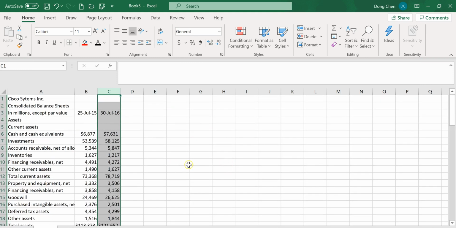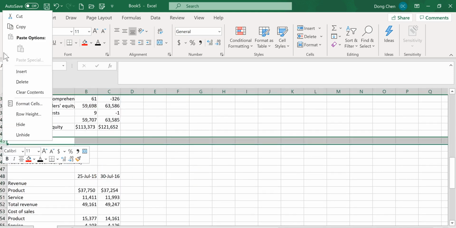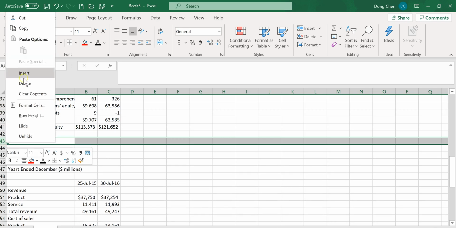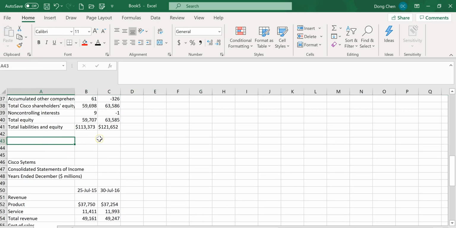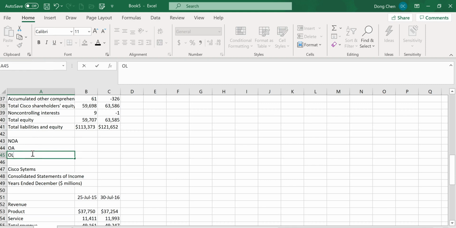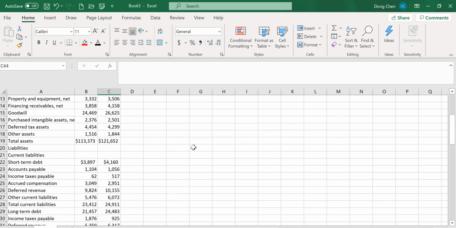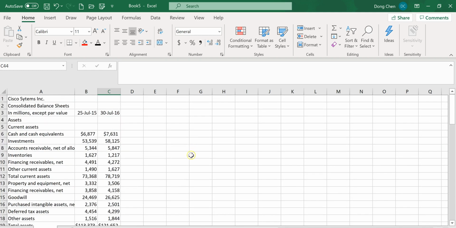Now the first part. We know that NOA, let me write this down and add some more rows, is OA, operating assets, minus operating liabilities. So we just need to differentiate between what are the operating assets and what are the operating liabilities, which are both operation related.